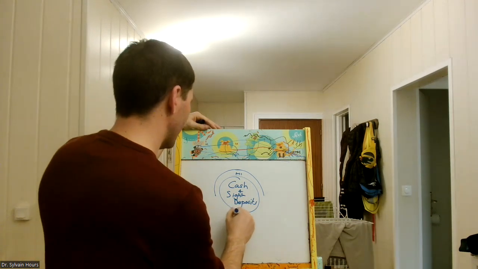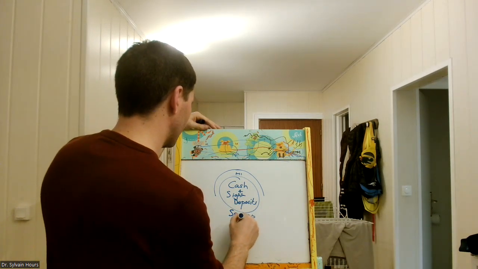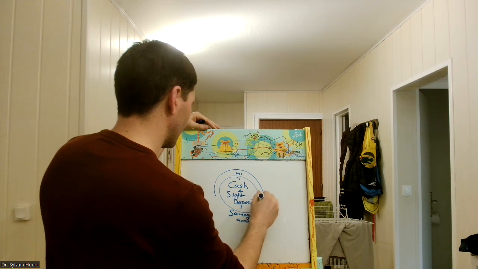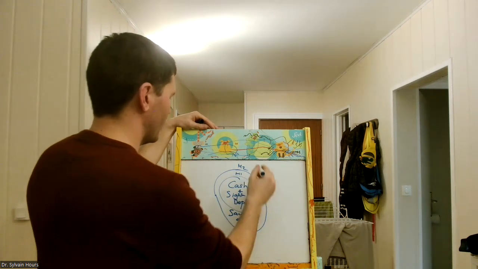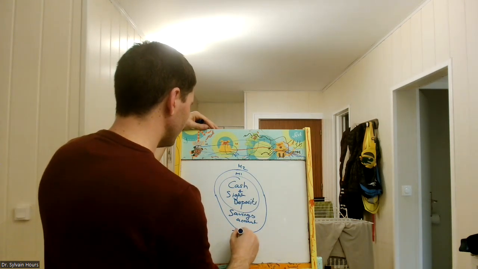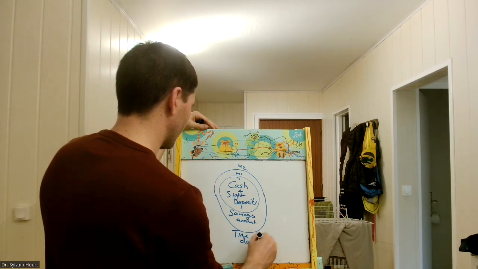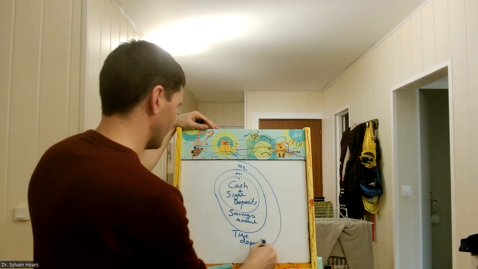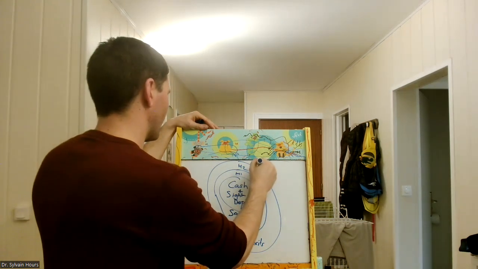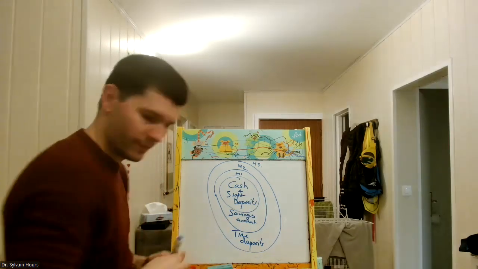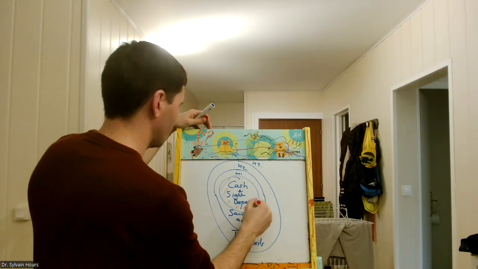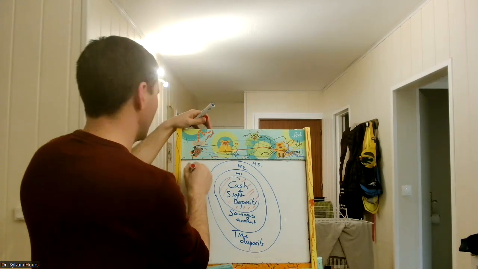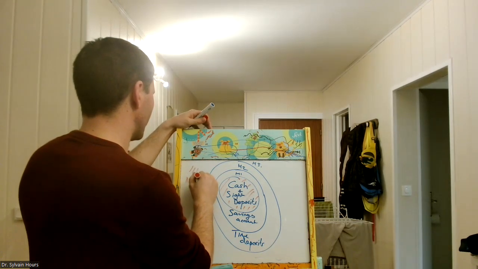If I add savings accounts, then I get M2. If I add time deposits, then I get M3. So what we have at the core, M1, again, that's what we call narrow.